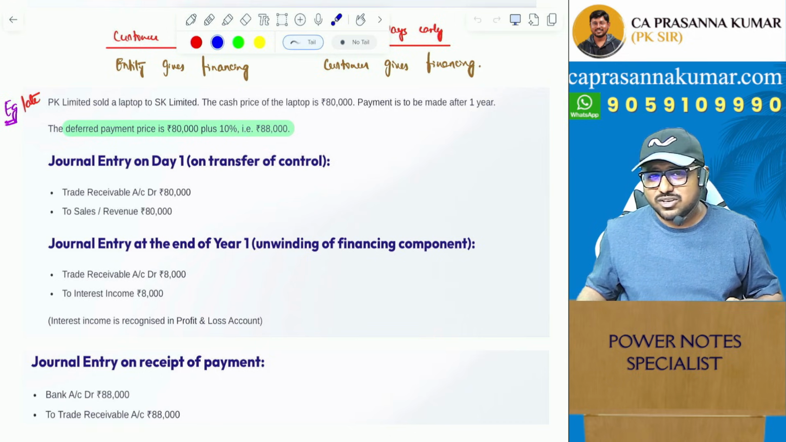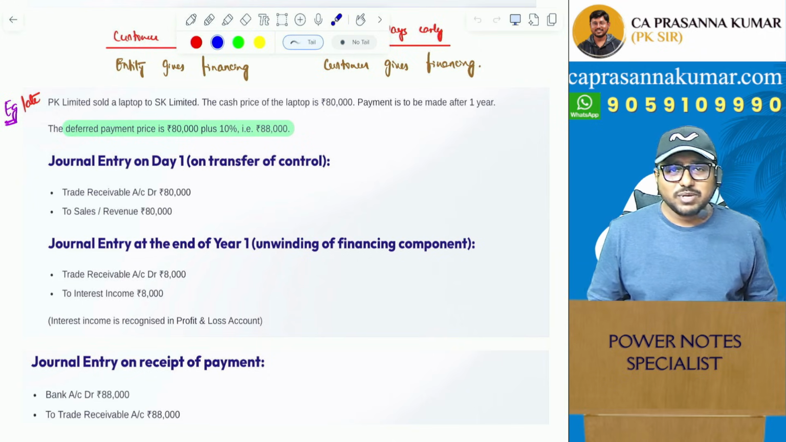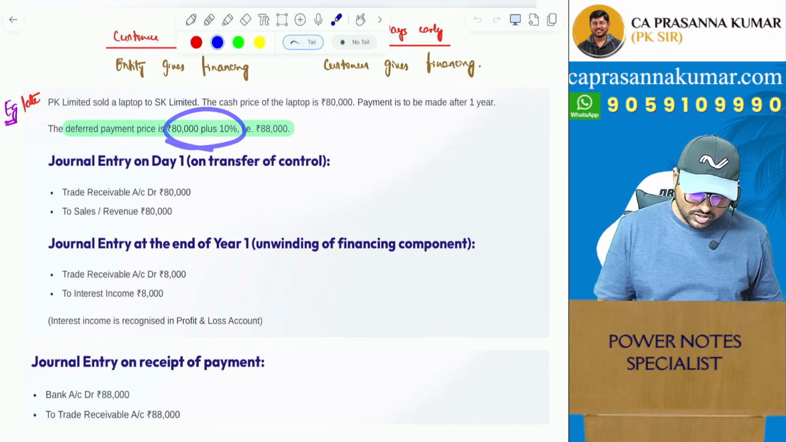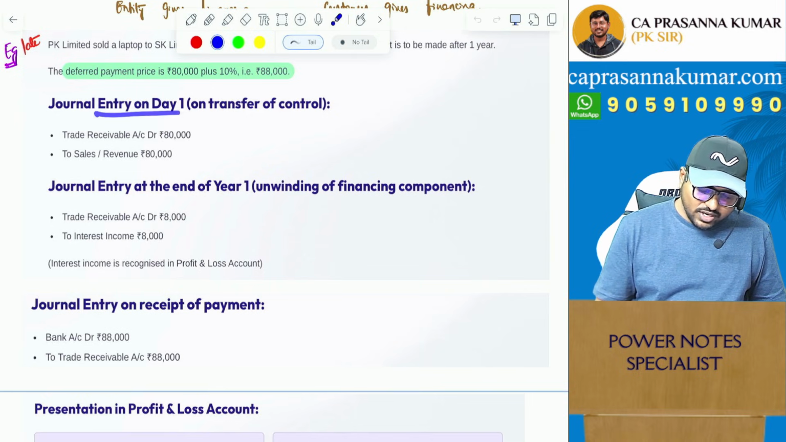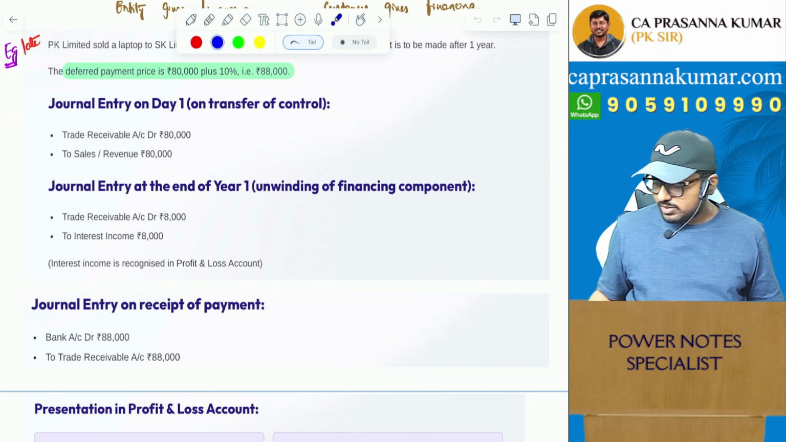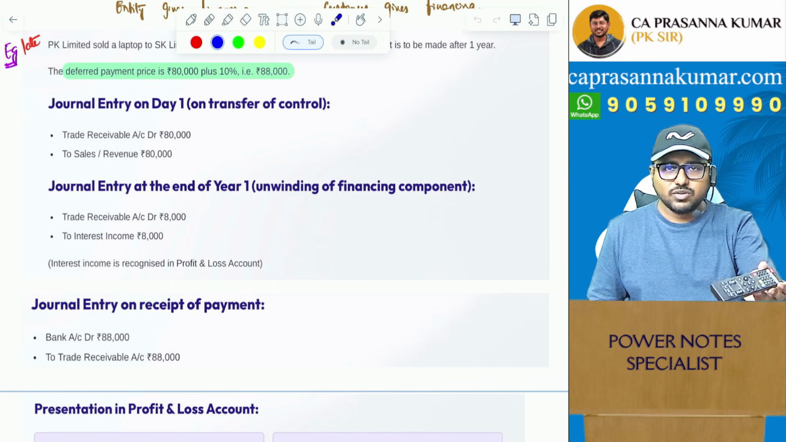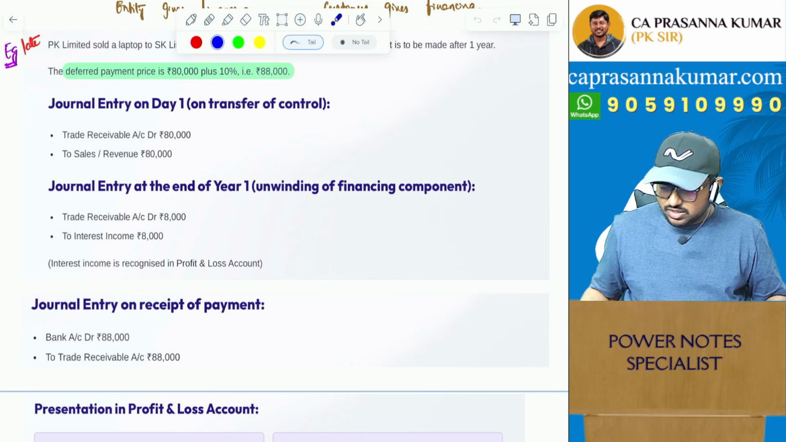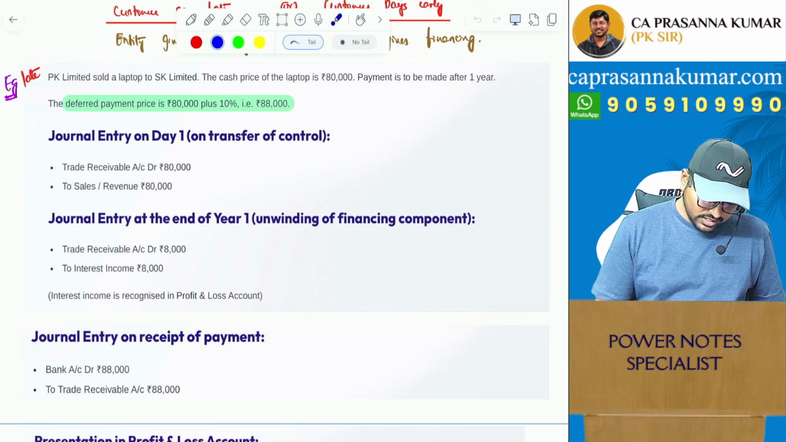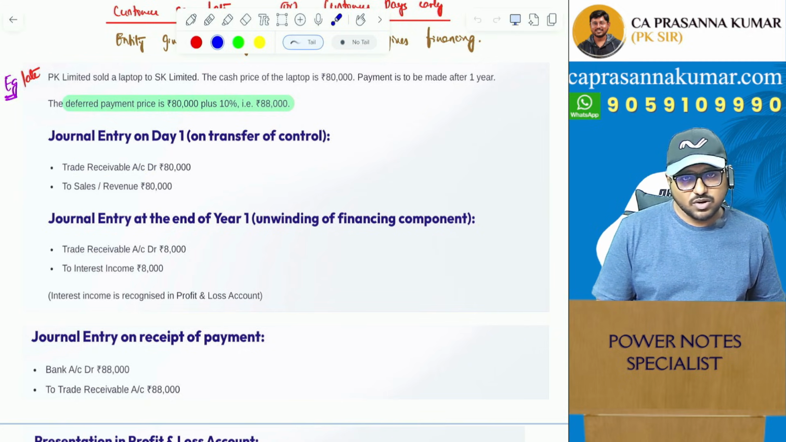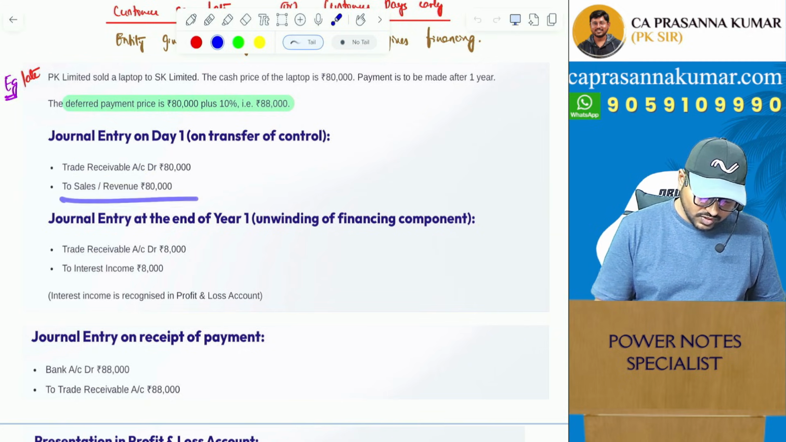So naturally, 88,000 is not the transaction price. It cannot be recognized as revenue. So you need to eliminate the interest element. So how do the entries go? See here. Journal entry on day 1, where you have already transferred the control. Why? Because it's a laptop. I gave it to the customer, so transfer of control is done, because the customer is about to enjoy it now. So what will you do? Very simple. You will debit debtors or trade receivable and credit revenue, which is 80,000 only.